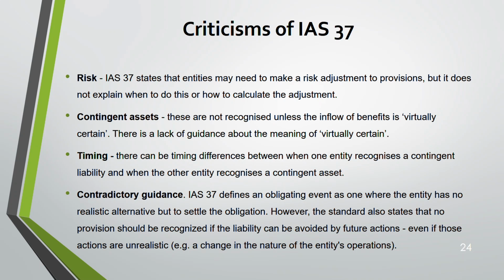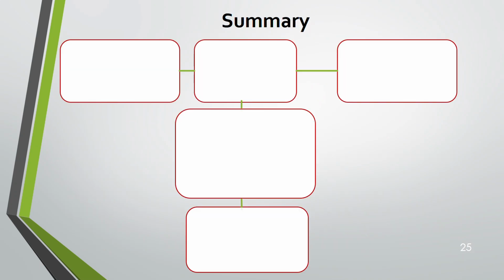For example, you might say that you do not recognize provision for future operating losses by saying don't run the business, just close down the business. But do you think this type of action is very realistic? No. One example is changing the nature of the entity's operation. Do you think it's very realistic, even though we say we can avoid it? No, right? But IAS 37 still goes by it. Because you can avoid something, you do not recognize a provision, which is unrealistic. So that's it for IAS 37.